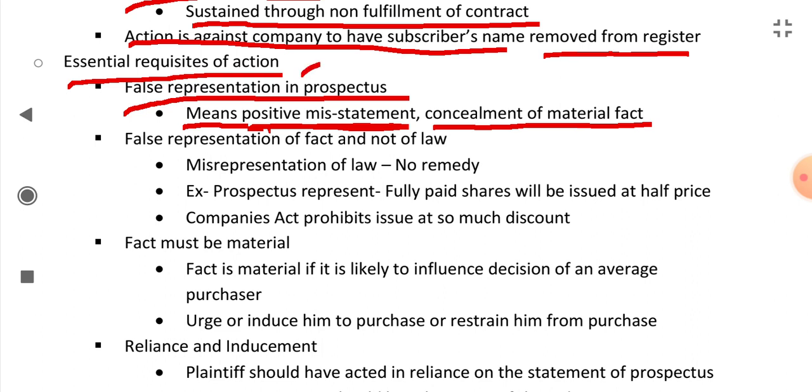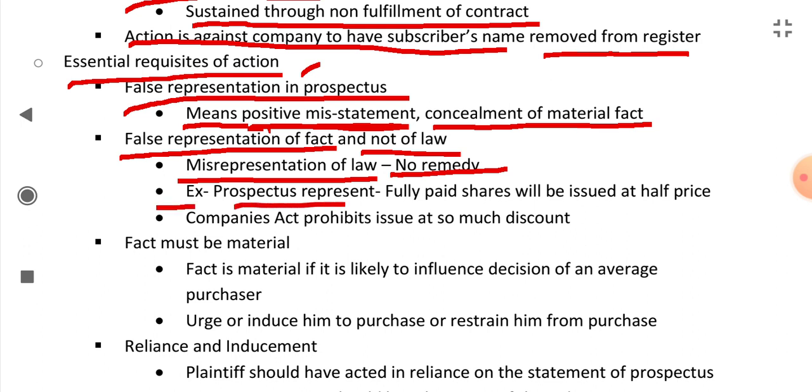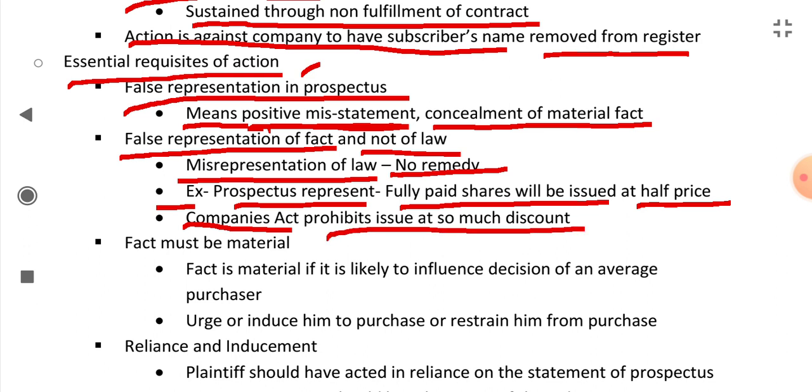Then another is false representation of fact and not of law. The false representation should be of fact. If there is false misrepresentation of law, then in that case there is no remedy. Misrepresentation of law, no remedy. Example, if the prospectus says that fully paid shares will be issued at half price, but the Companies Act prohibits issue at so much discount, this is false representation of law.